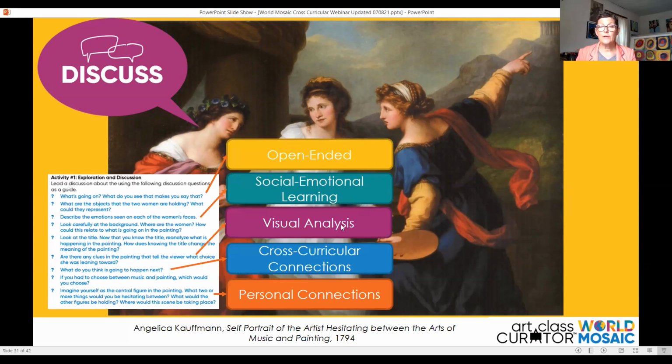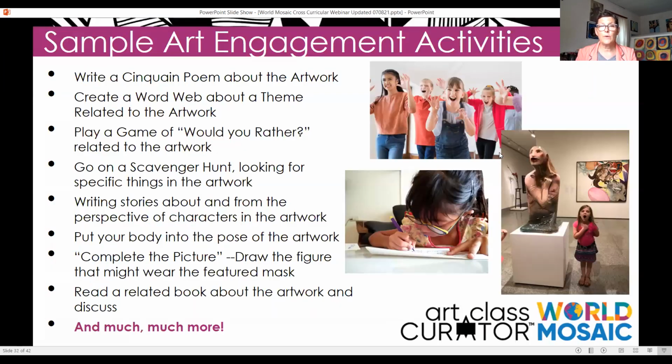They're going to have social emotional learning, the visual analysis, the cross-curricular connections, and the personal connections. And so through this curriculum, you as the teacher learn how to have those conversations around the art. The engagement activities, we've talked a lot about poem writing and creating the word web that organizes your thoughts, and life skills that go with that, games that they can play, the writing of stories, even posturing yourself in the way that you see in the art, and books that are related.